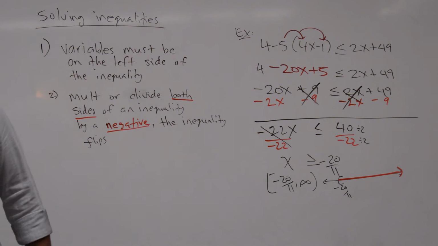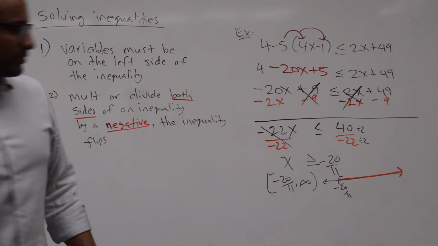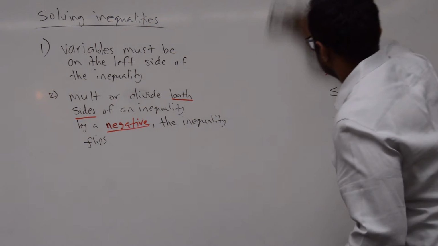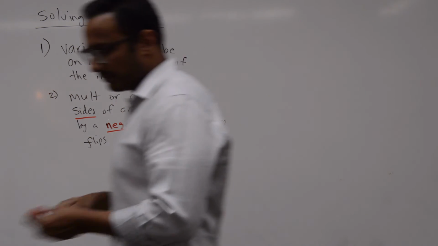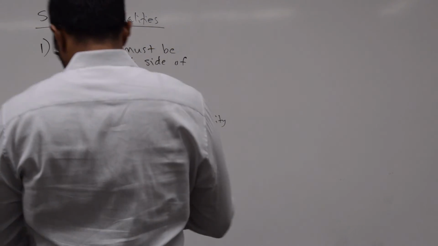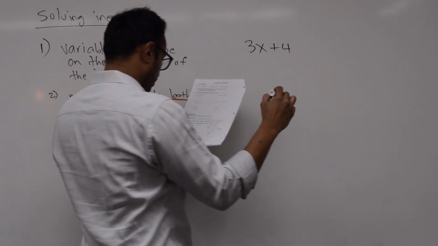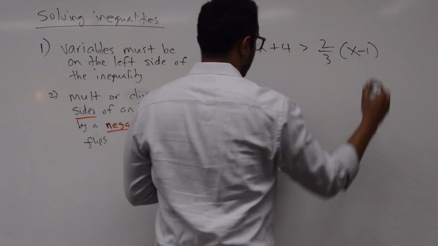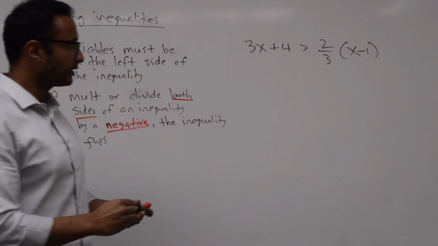All right, next problem. We got 3x plus 4 greater than 2/3 times x minus 1. Okay, let's figure this out.